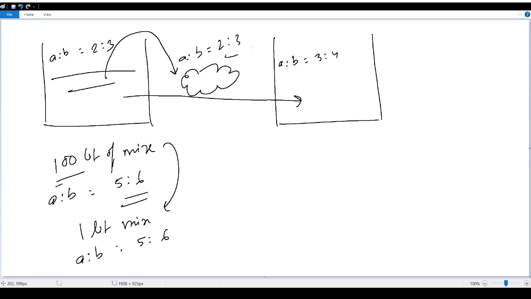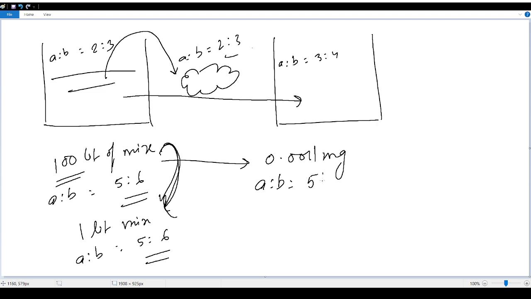So if 100 liters of a mixture has A is to B in the ratio of 5 is to 6, then 1 liter of this same mixture, unless any ingredient has been added to it or removed from it, say extra A or extra B, if I pick up 1 liter of this mixture, what will be the value of A is to B? 5 is to 6. Even if I pick up 0.001 milligram of this mixture, still A is to B will be in what ratio? 5 is to 6.